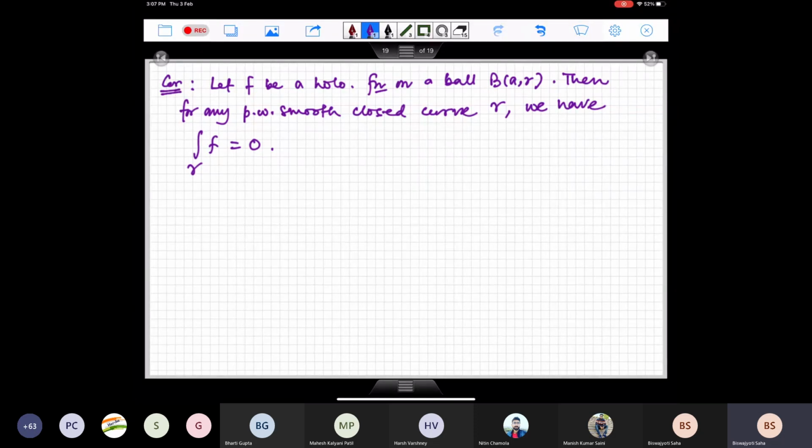So what in turn have we proved? Initially we had proved that for triangles or rectangles, the integral of a holomorphic function is 0. But now I have proved that if you take any piecewise smooth closed curve, then also the integral becomes 0. Because using that triangle and rectangle theorem, I came to this existence of a primitive, and using that I have proved this closed curve theorem.